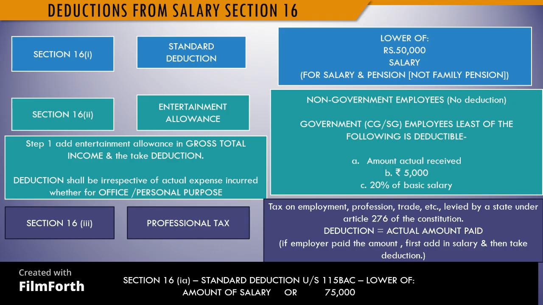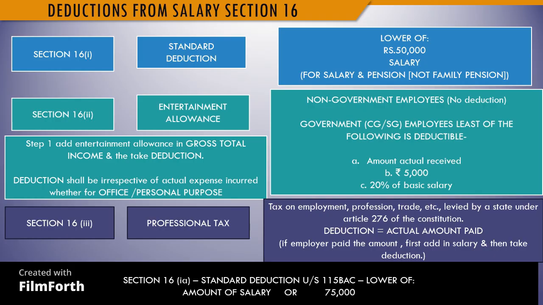Deductions from salary. The income chargeable under the head salaries is computed after making the following deductions. Standard deduction. A standard deduction of 50,000 or the amount of salary, whichever is lower, is to be provided to the employees. Standard deduction of up to 50,000 Indian rupees is available to an assessee irrespective of the regime under which he pays tax.